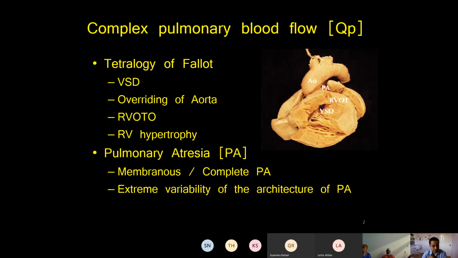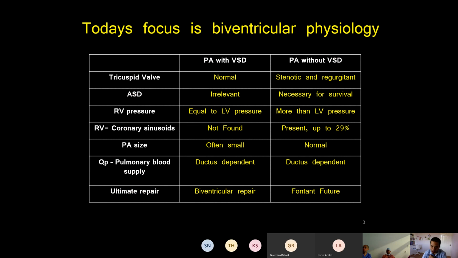It could be membranous atresia or complete pulmonary atresia where the native PA, or main pulmonary artery, is not present at all. And there can be extreme variability in the presentation of the main pulmonary artery and branch pulmonary arteries.